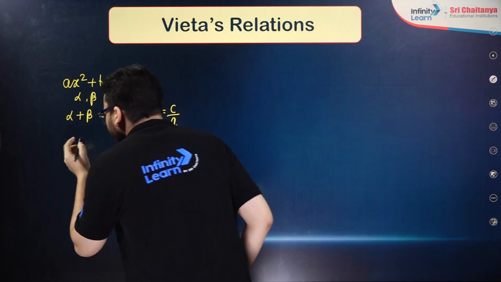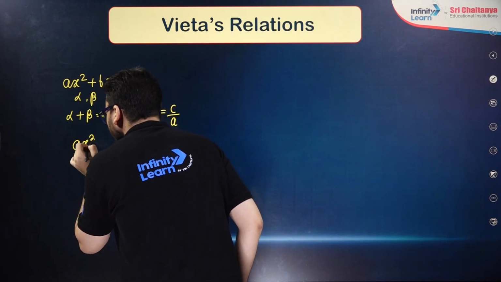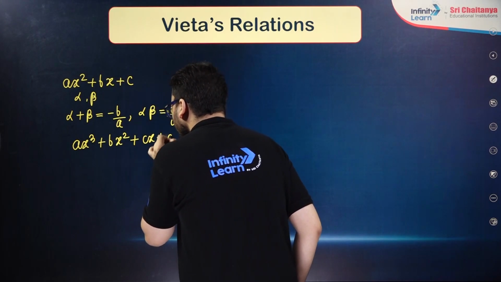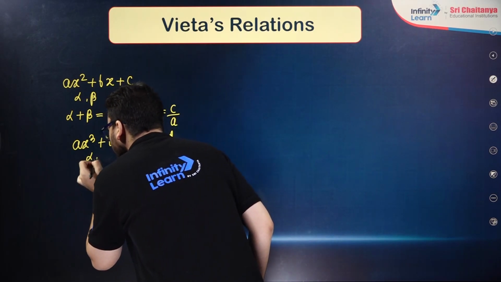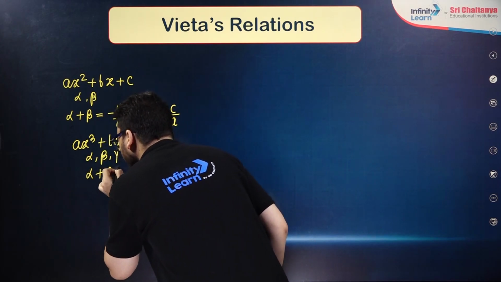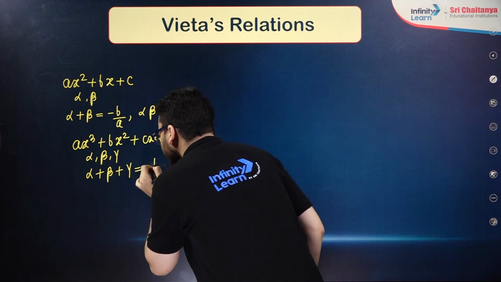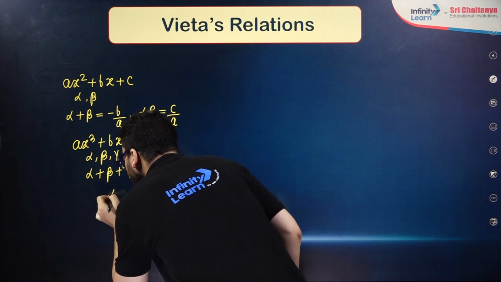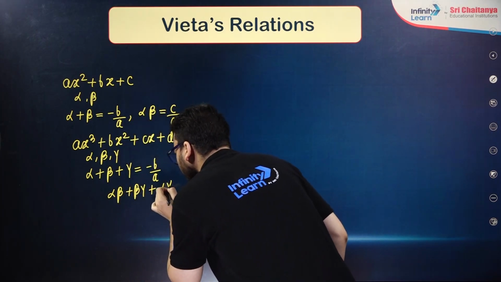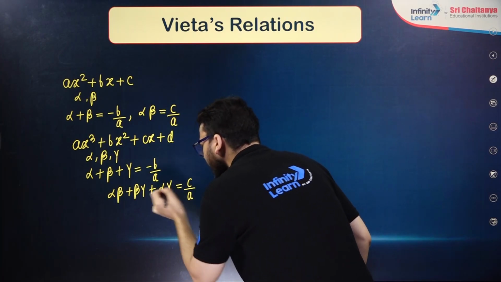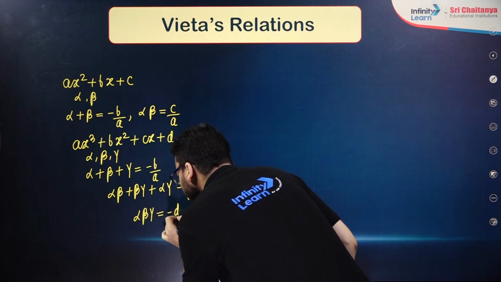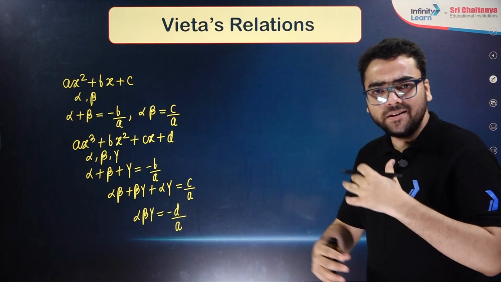Now, suppose you take the cubic polynomial, ax cube plus bx square plus cx plus d. Let me first write it. Suppose the zeros are alpha, beta, gamma. So the sum of the zeros will be minus b by a. If you take two zeros at one time, alpha beta, beta gamma, alpha gamma, that is c by a. And if you take the product of zeros, alpha beta gamma, that is equal to minus d by a. So I'll explain the pattern over here.